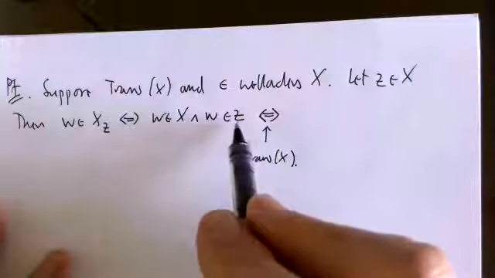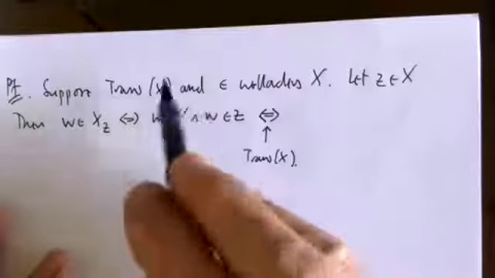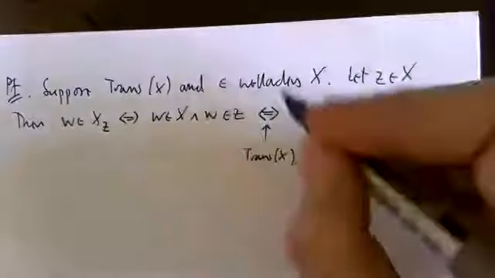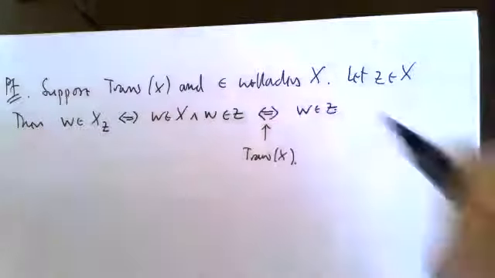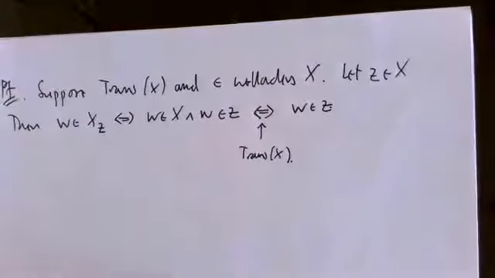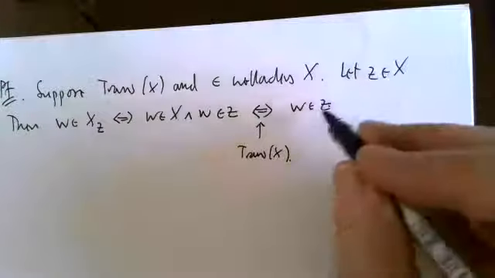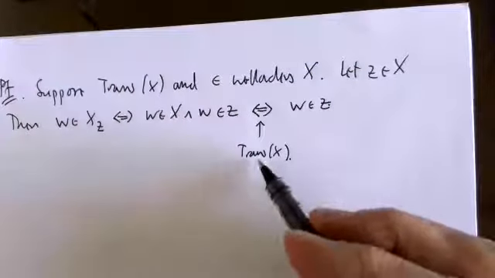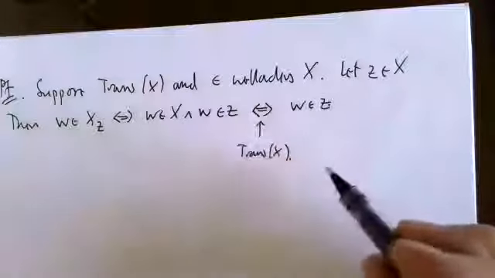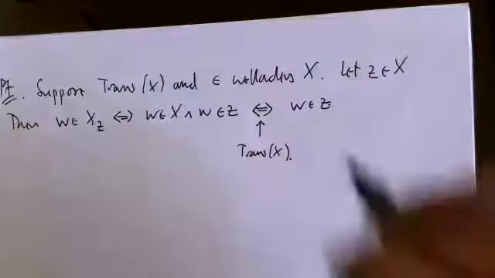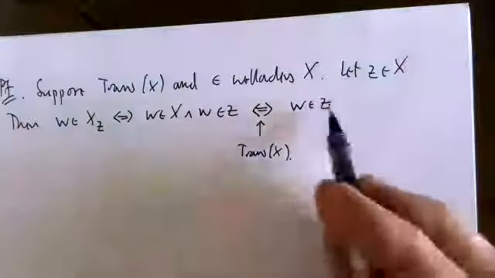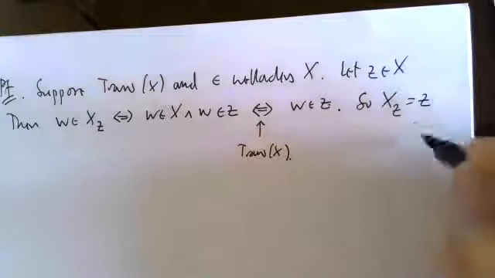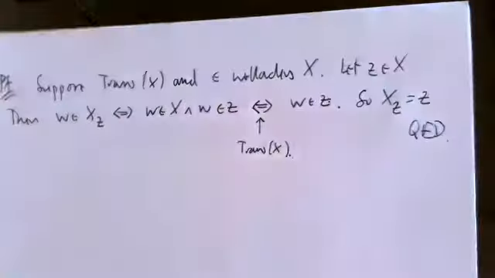Because any element of an element of X is already in X, I don't need this part here. Again, because if Z is a member of X, it's a subset of X, so I don't need this condition. So I appeal to the fact that X is transitive for the implication in this direction. But that's just saying these two sets are the same, and that's all you need to say.